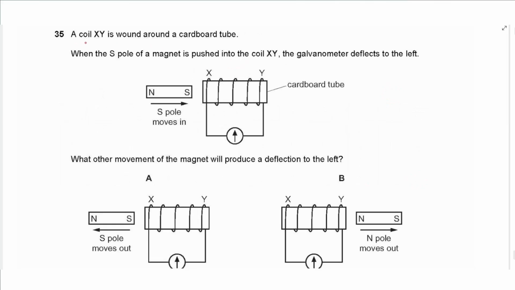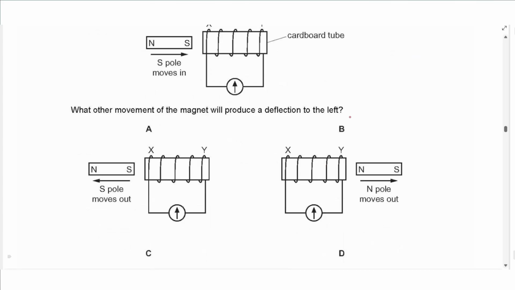Question 35 says a coil XY is wound around a cardboard tube. When the S pole of a magnet is pushed into the coil XY, the galvanometer deflects to the left. What other movement of the magnet will produce a deflection to the left? First, the S pole was approaching. That would cause a current that would induce an S pole opposite to it to try to stop the magnet from moving. According to Lenz's law, the induced current opposes the motion.